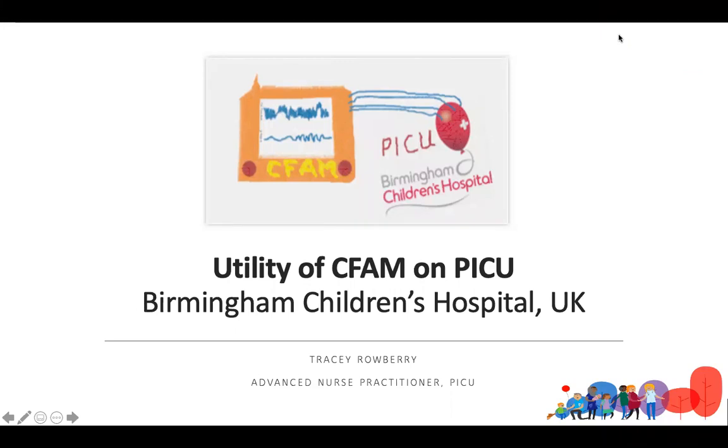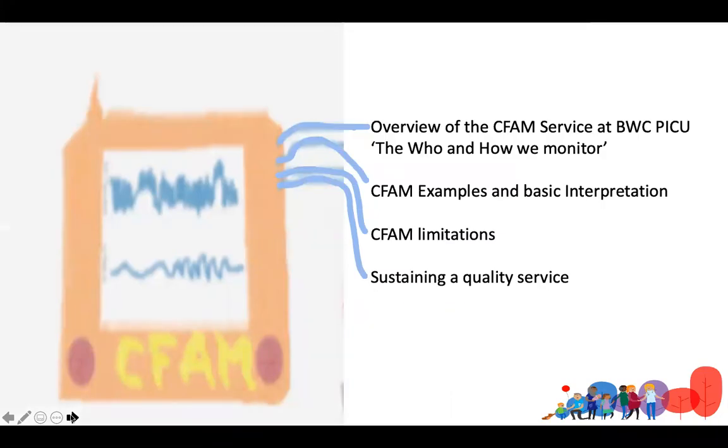I am going to talk to you a little bit today about how we use CFAM on our intensive care unit at Birmingham Children's Hospital. It will be a little bit more of a practical guide, hopefully, to how we use that, and then Rishi is going to follow this up with a great talk that supports all the evidence for its use, hopefully.